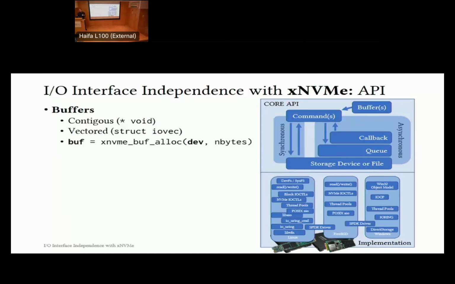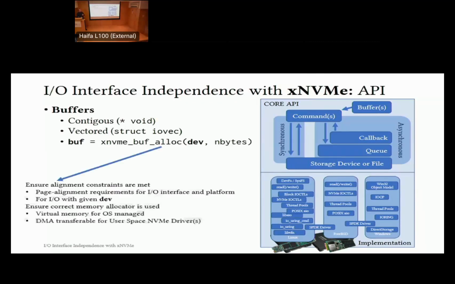And you then need to call this buff alloc to get your memory allocated. What this takes care of is all of these other things that you need to do for an I/O buffer. It needs to be page aligned. If it's supposed to run with a user space driver, that needs to be DMA transferable memory. And for block device I/O, it needs to be aligned to the block sizes. All of these are requirements for allocating your buffers correctly, and there's a function to take care of that.